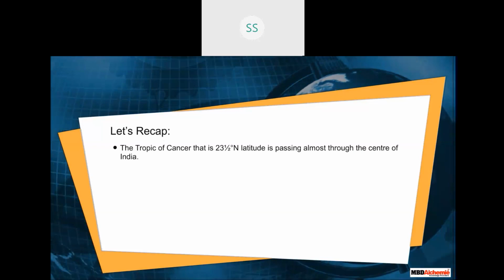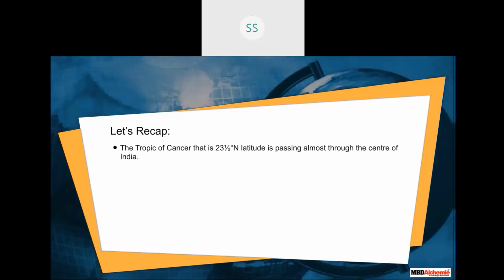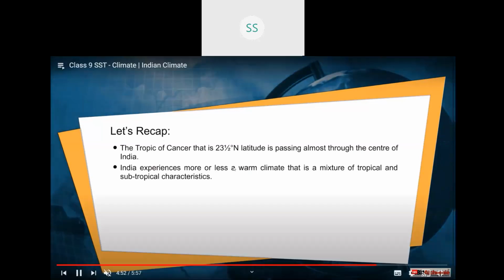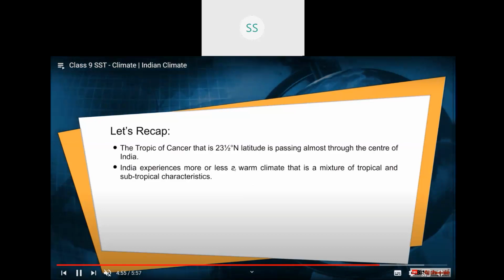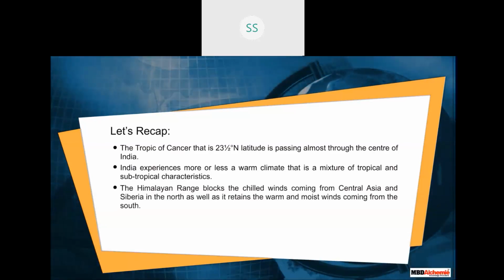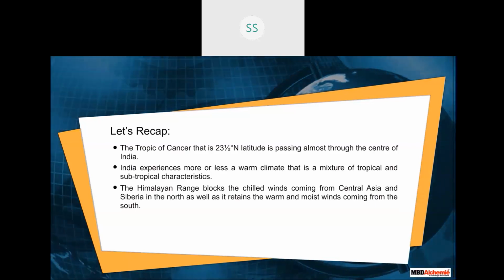Children, let us recap what we have done. The Tropic of Cancer, that is 23.5 degrees north latitude, passes almost through the center of India. India experiences a more or less warm climate, that is a mixture of tropical and subtropical characteristics. The Himalayan range blocks the chilled winds coming from Central Asia and Siberia in the north, as well as it retains the warm and moist winds coming from the south.